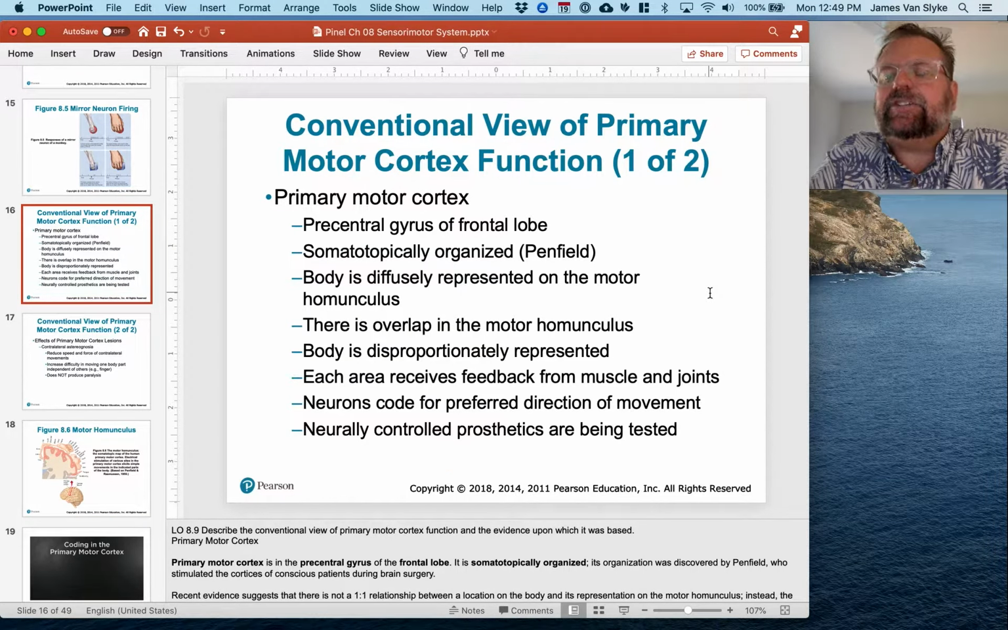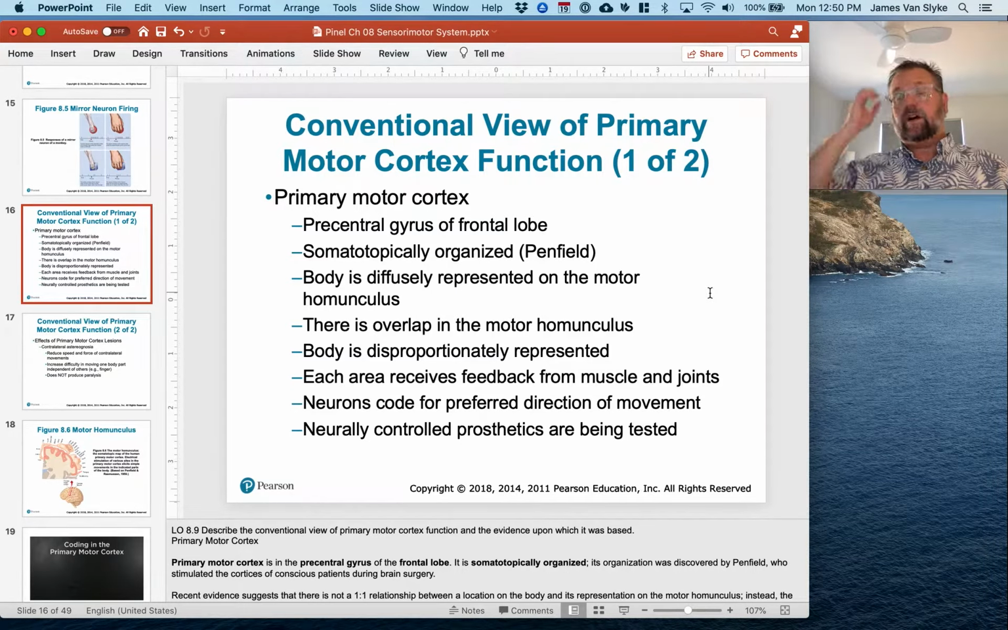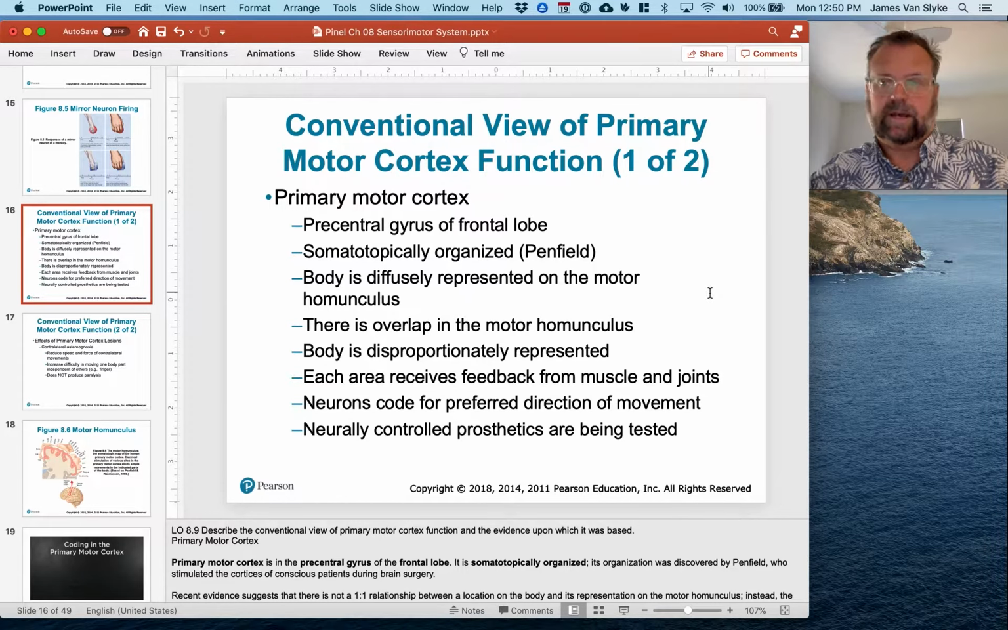So the body is actually disproportionately represented on our motor cortex, based on how much cortex or how much cognitive effort different types of motor actions actually require to properly perform them. Then, of course, each area receives feedback from the muscles and joints. And as we've been talking about this entire time, our motor systems are hierarchically organized, and there's going to be a lot of feedback.